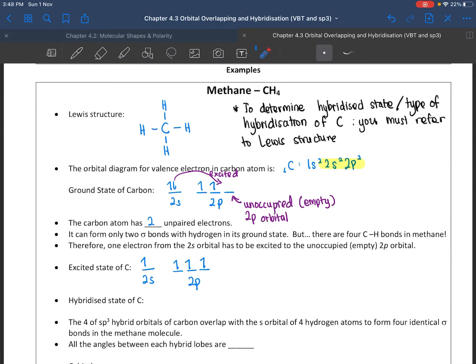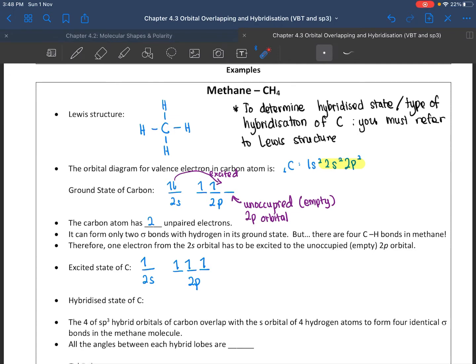Okay, so to determine the hybridized state or type of hybridization of carbon or any central atom, you must look at the Lewis structure. Cannot refer to excited state here, tak boleh. Contoh, sebab ada student yang tak nak dengar apa yang saya cakap. Dia cakap excited state for carbon, oh, so ada 2s1, 2p ada 3. So, sp3 hybridized. Yes, betul untuk CH4. Tapi kalau untuk benda-benda lain, kadang-kadang itulah yang akan memerangkap kamu.